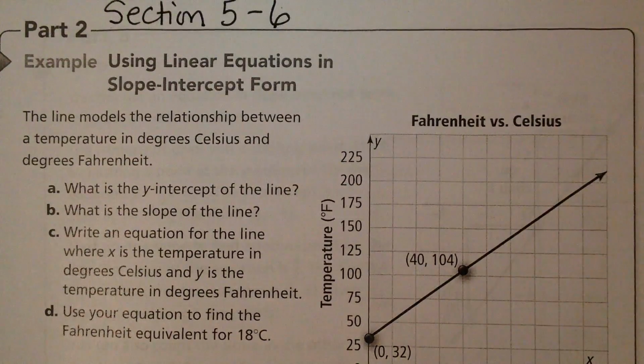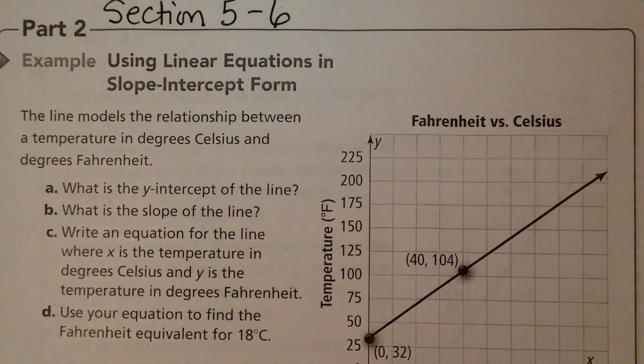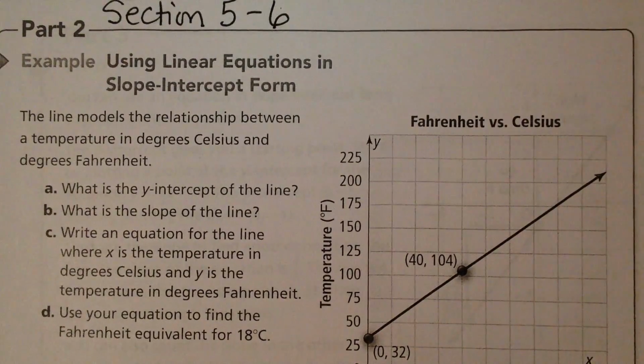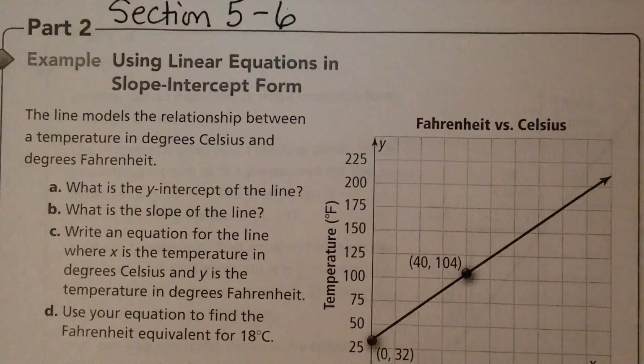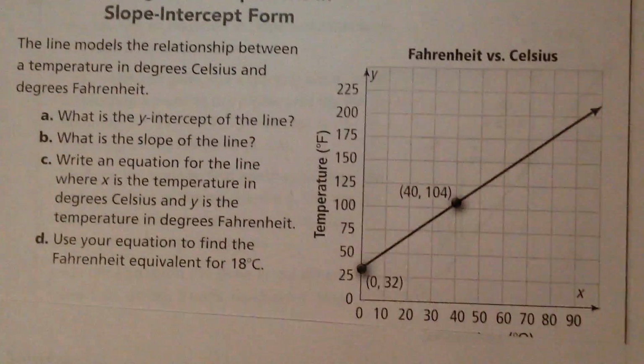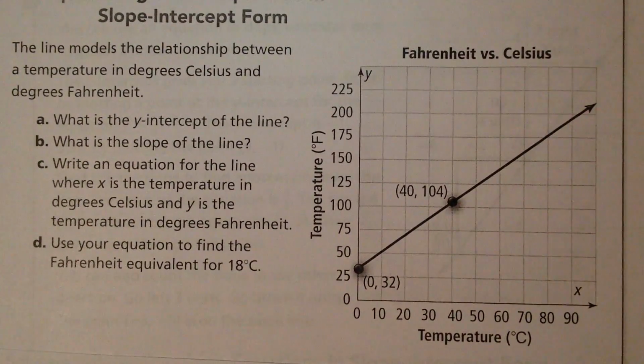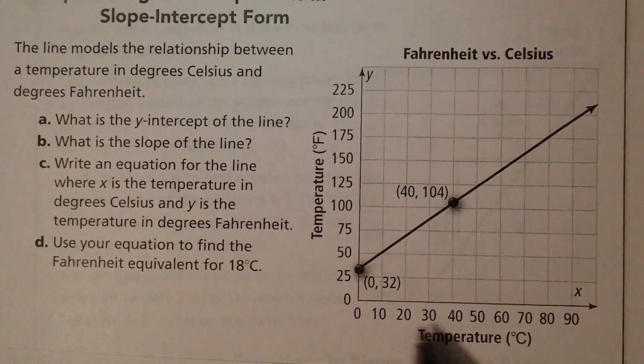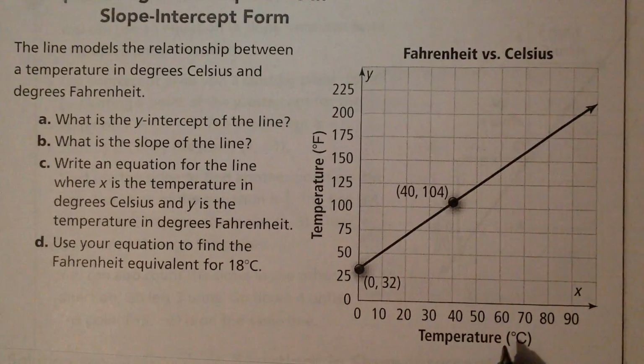Section 5-6, Part 2, using linear equations in the slope-intercept form. The line models the relationship between a temperature in degrees Celsius and degrees Fahrenheit. So let's look at this table that we have been given. It's Fahrenheit versus Celsius. You see on the x-axis you have temperature, degrees Celsius.